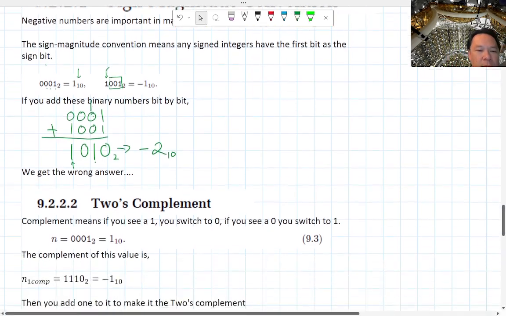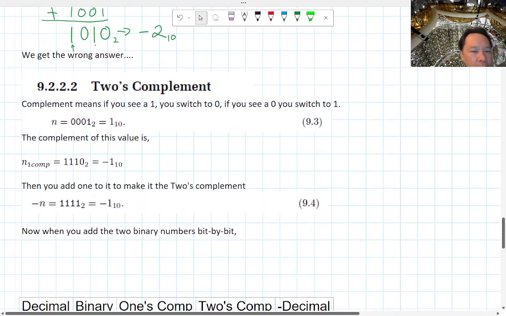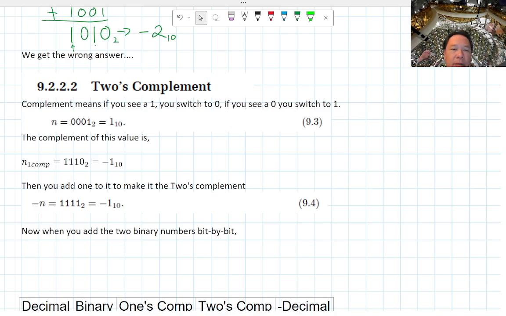This is why we need to use a system called the complement instead, okay? When you do a complement of something, it's not that you're saying they are equal, they are even spelled differently. A complement of something is that if you see a 1, you switch it to a 0. If you see a 0, you switch it to a 1. So you're kind of getting the opposite state, okay?